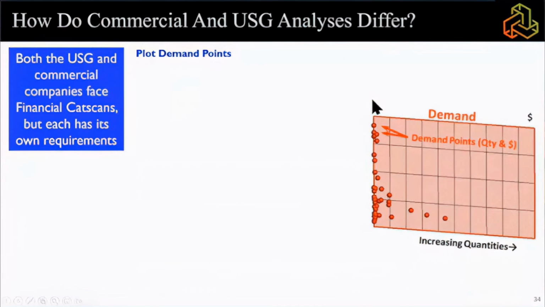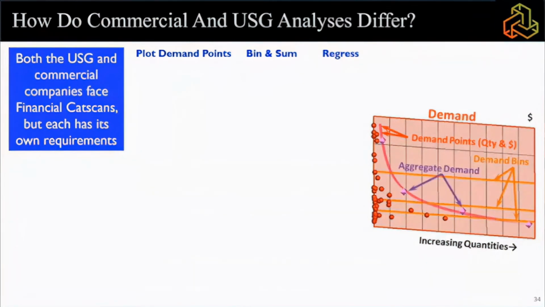And the next thing we want to do is bin the data and sum the data. So what we've done here again is we've added up all the quantities in a bin, taken the total revenue and divided the total revenue by the total quantity to get a total quantity and average price point here, here, here, and here. And then we want to run a regression through that to come up with an aggregate demand curve for the market.